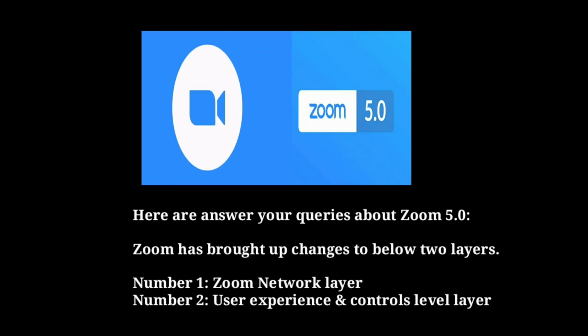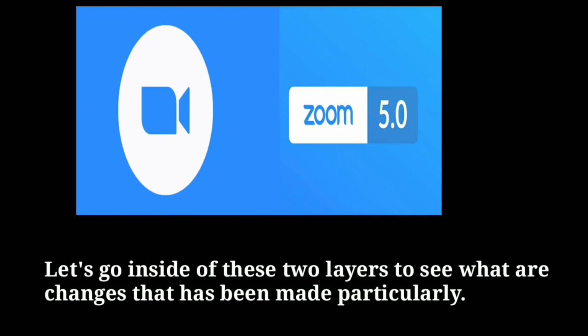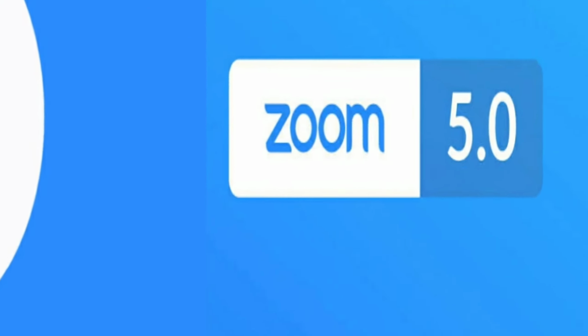Zoom has made changes to the following two layers. Number 1 is the Zoom Network Layer and number 2 is the User Experience and Controls Level Layer. Let's go inside these two layers to see in detail what changes have been made. Let's start with the Zoom Network Layer.